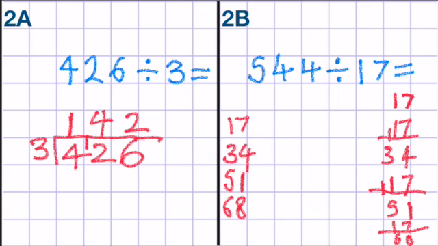Okay, let's just double check that. Yep. Okay, so now we need to do the bus stop method. 17 goes into 5 0 times, so carry the 5. 17 goes into 54 3 times. And then from 54, take away 51 is 3. 17 goes into 34 2 times, so it's 32.